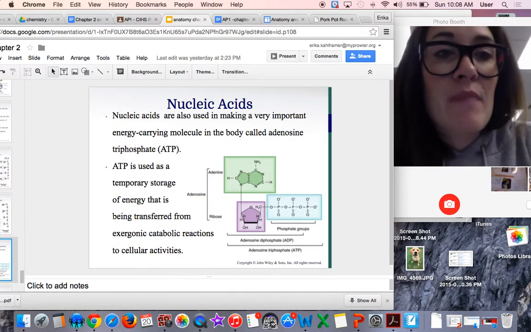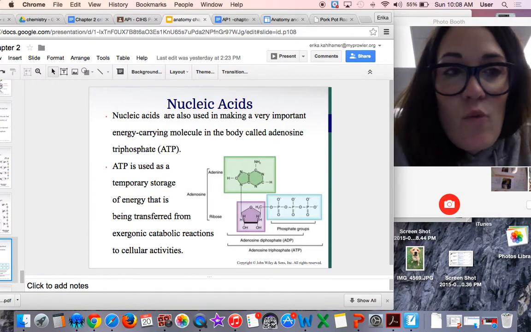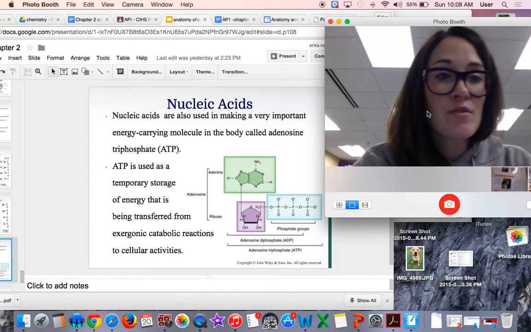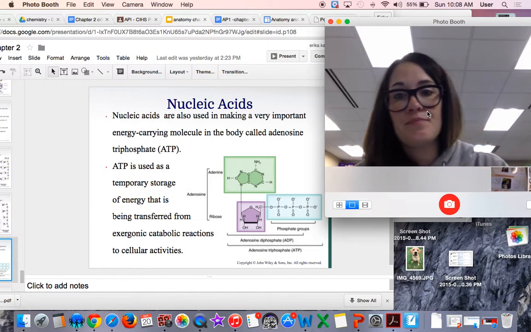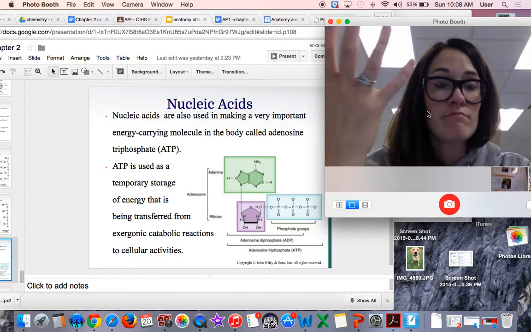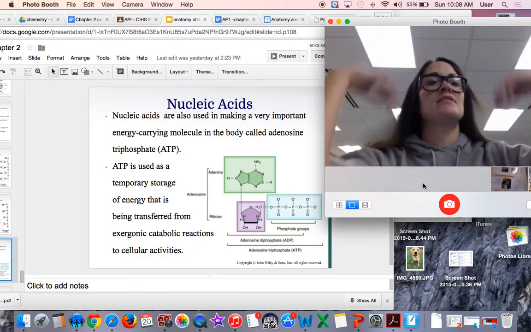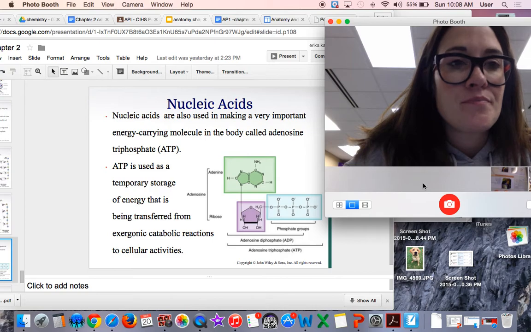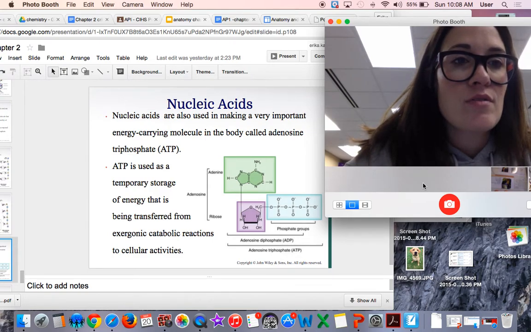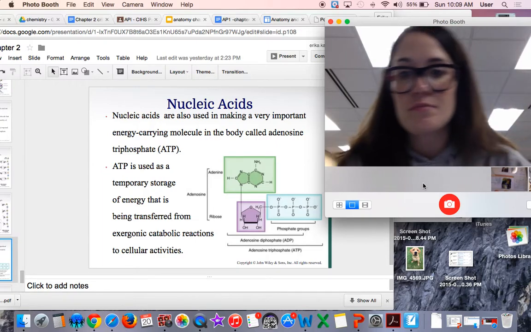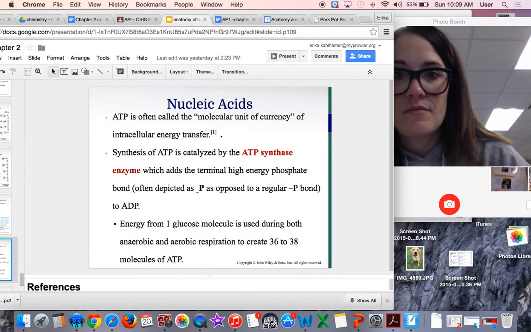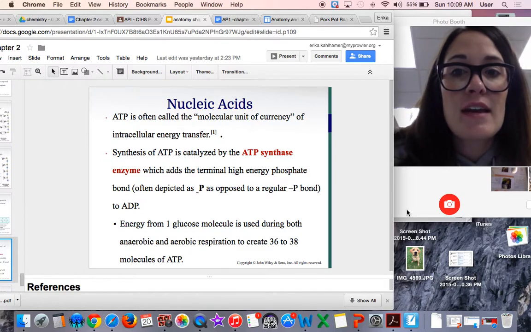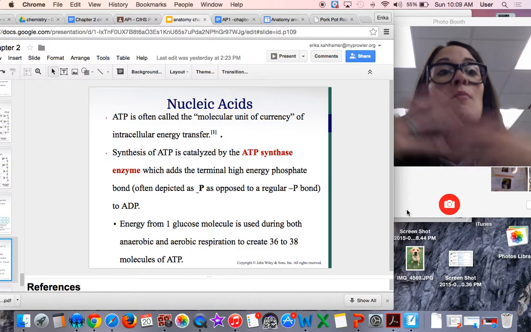Nucleic acids are also used to make ATP, adenosine triphosphate, which is the energy-carrying molecule. It's crucial to your body. Your body temporarily stores energy, and makes more energy on demand. When your body metabolizes things, it produces ATP via cellular respiration. Breathe in air, and your body combines it, breaks it down with glucose to produce ATP. There's an enzyme, so again, proteins are coming in, that catalyzes the synthesis, so it makes the ATP.